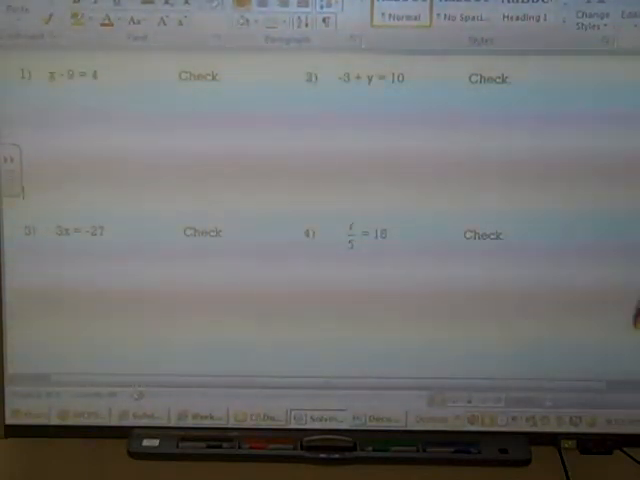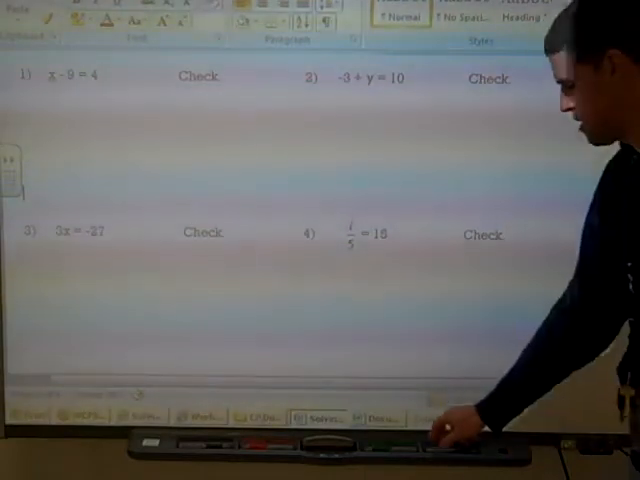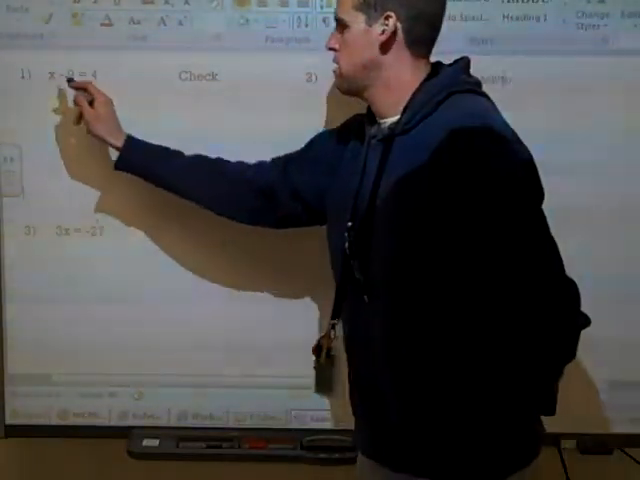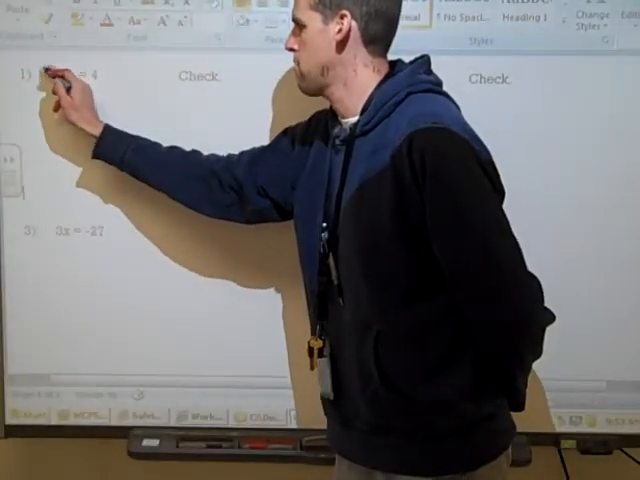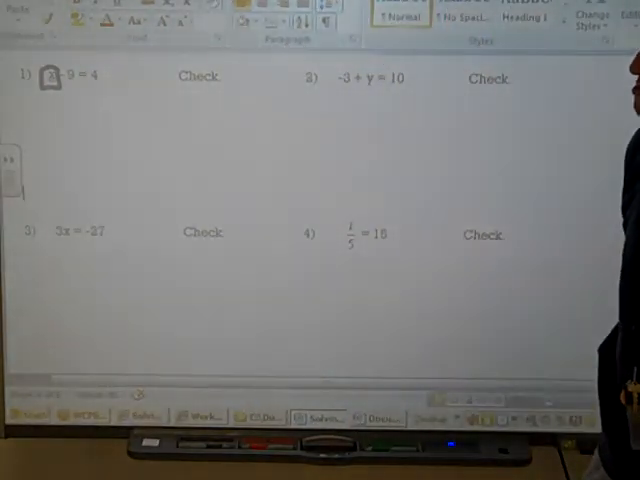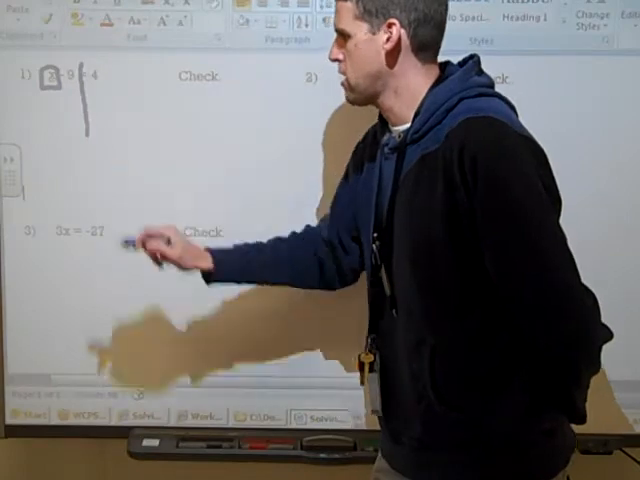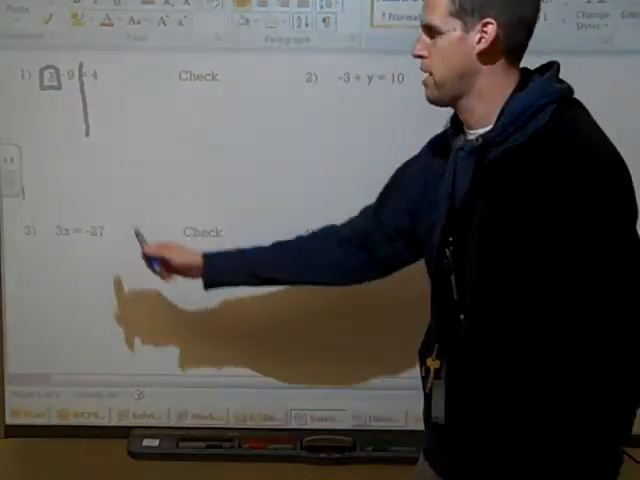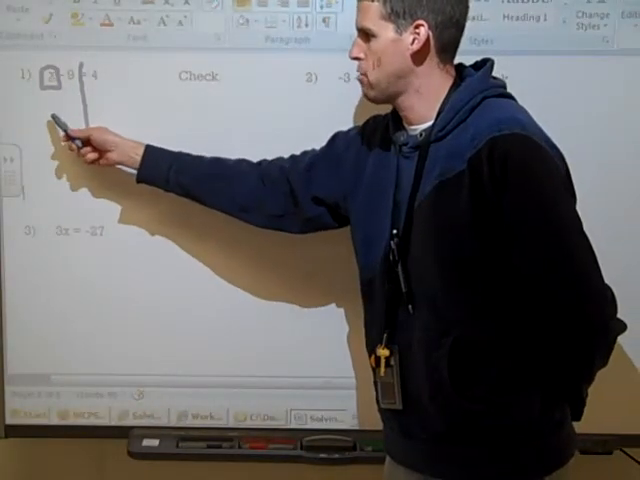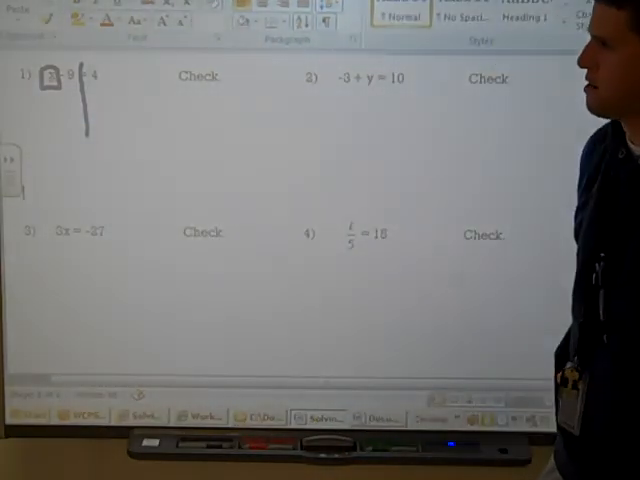Example number one, x minus 9 equals 4. So I'm going to go ahead and box my variable. My variable is x, and I'm subtracting 9 from it. I'm also then going to draw a line down my equal sign, meaning I have my left side and my right side. Whatever I do to one side, I have to do to the other side.